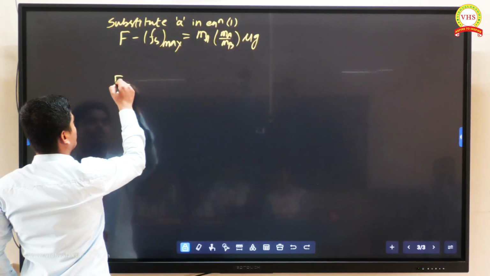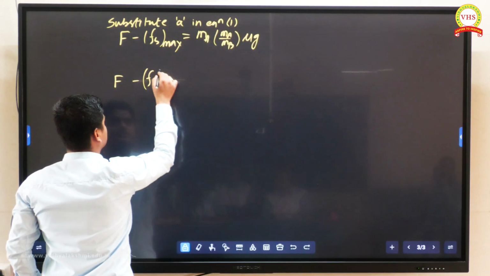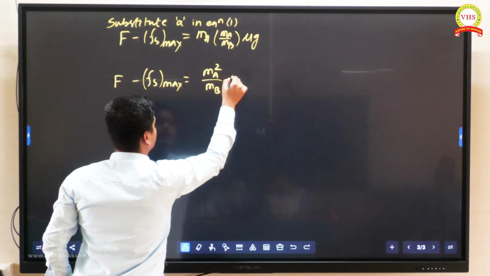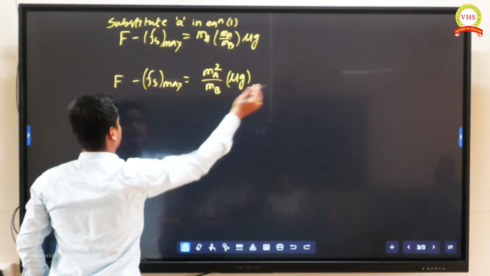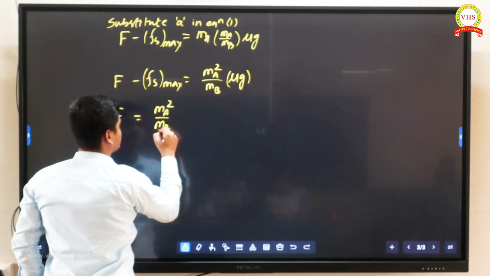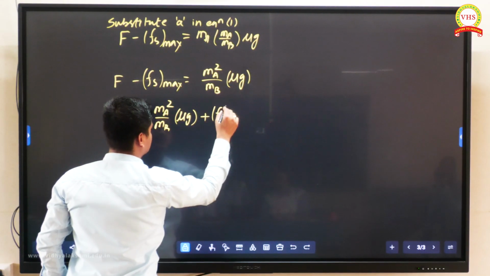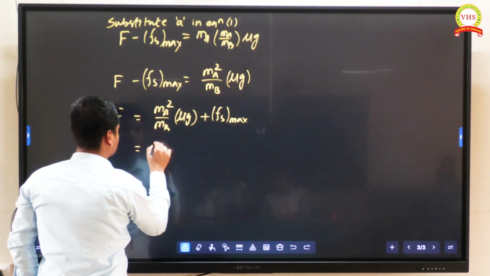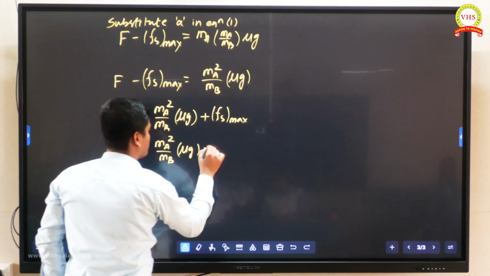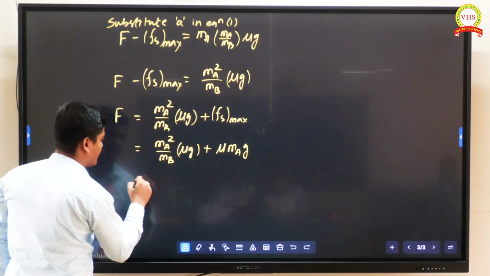Now Fs max also you know, you can write that. So now what is coming here, check first. Fs max equal to MA square by MB into mu G, right? Now take this one to that side. F equal to MA square by MB into mu G plus Fs max. And what is the Fs max value? Mu MAG, right?